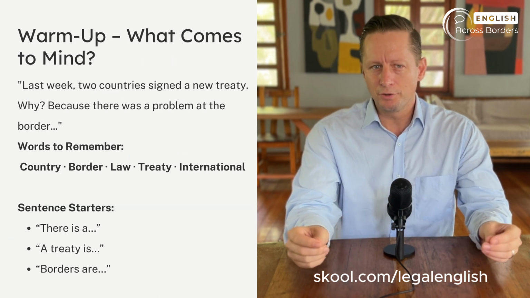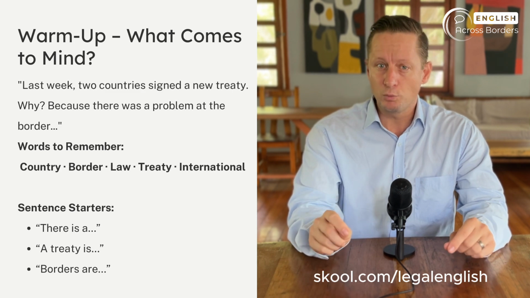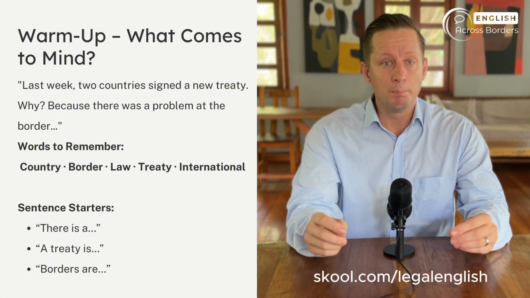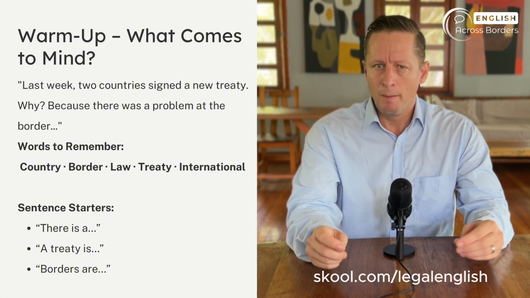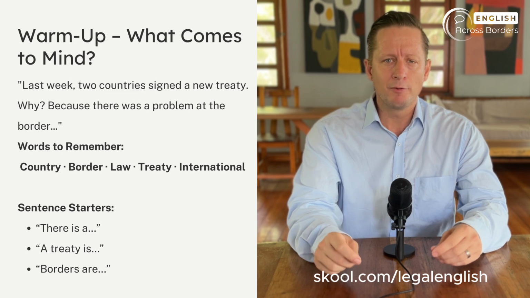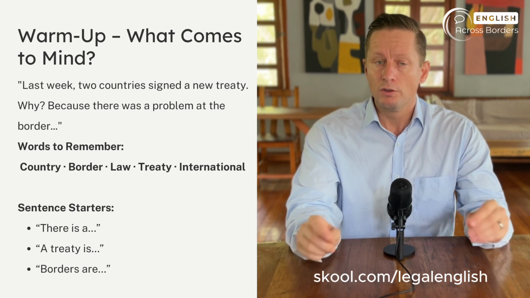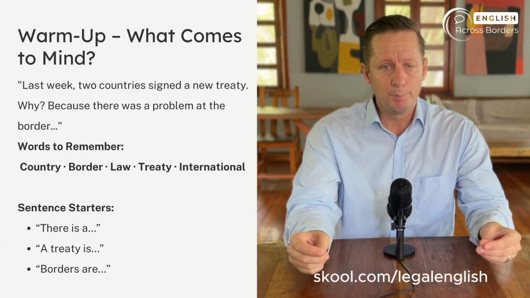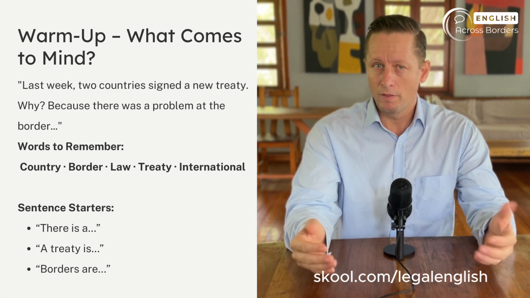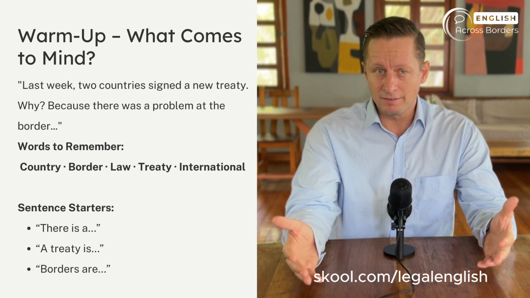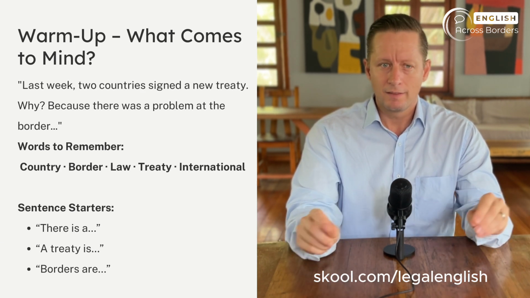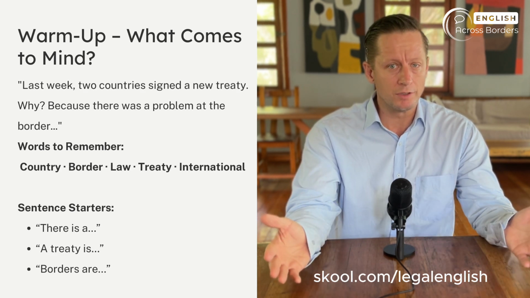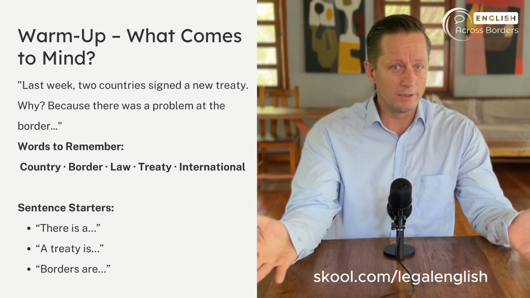Let me tell you a little story to get us started. Last week, two countries had a problem. There was a river between them, and both wanted to use it for fishing. People were getting upset. The government said, "We need a new law." So, what did they do? They made a treaty, a legal agreement between two countries. Now, there is a clear law. There is peace. The border is safe again. That's what international law is about, solving problems between countries with rules, borders, and agreements.